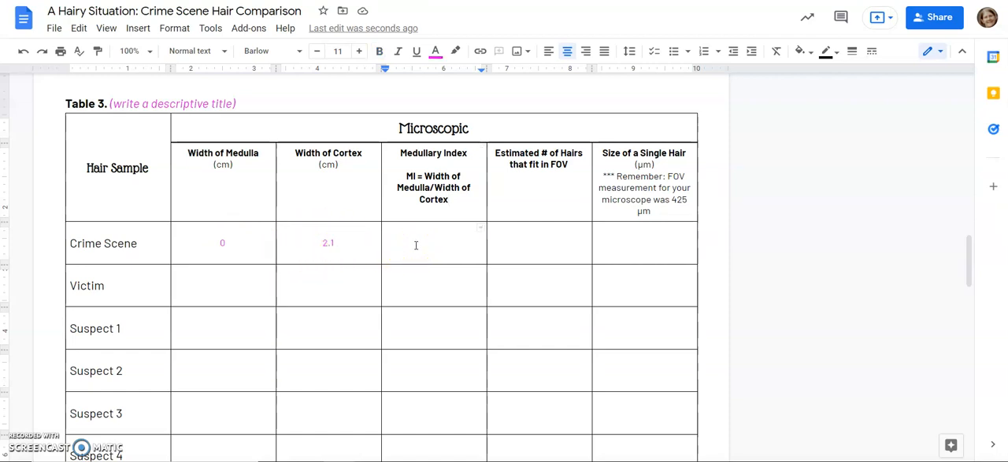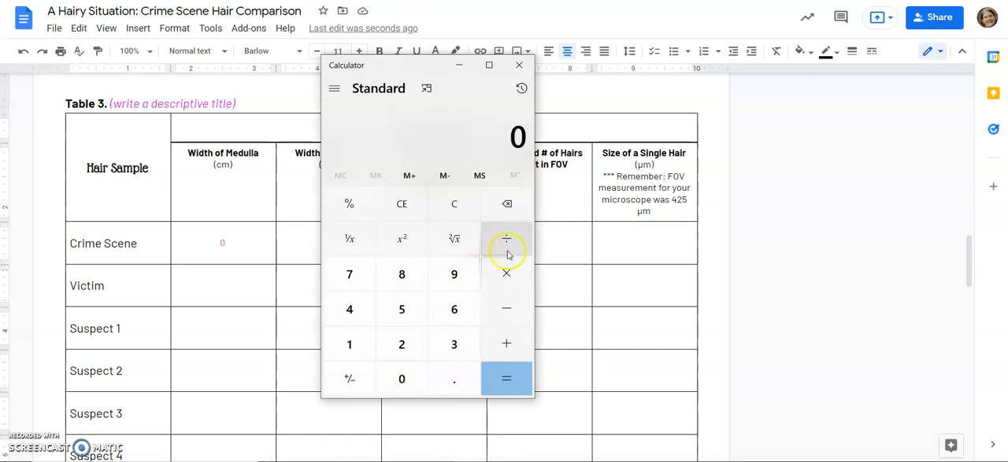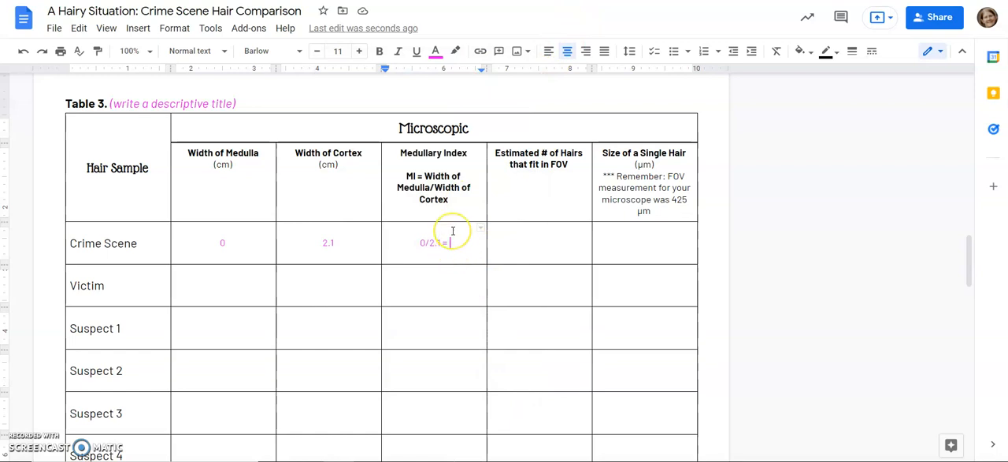So we got 0 for the width of the medulla, and I got 2.1 for the width of the cortex. If I divide 0 by 2.1, that's pretty easy. You can put that into your calculator, but 0 divided by 2.1 is going to be 0. So the medullary index there would be 0. Again, figuring out the medullary index, you're just taking the width of the medulla divided by the width of the entire hair, and we can use the width of the cortex because that's going across the entire hair.